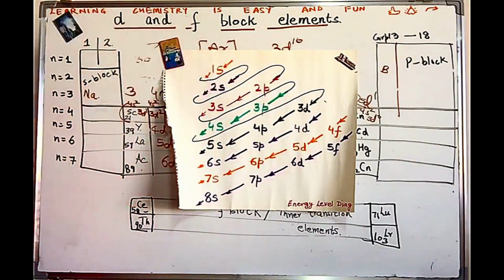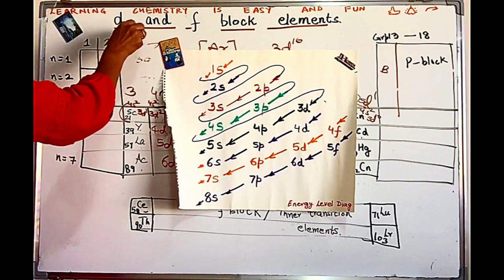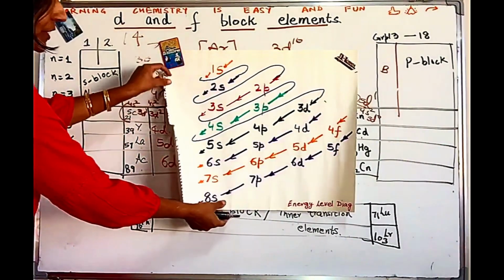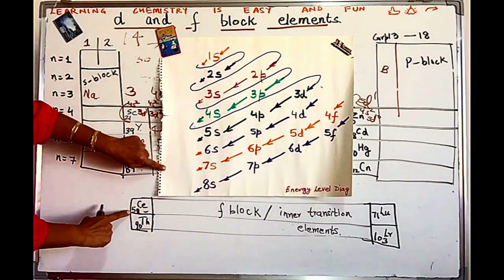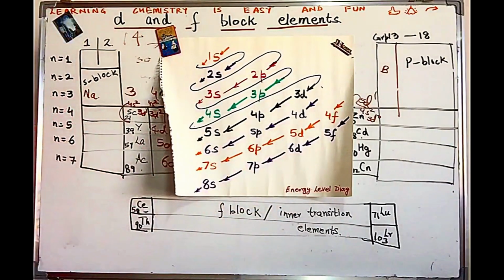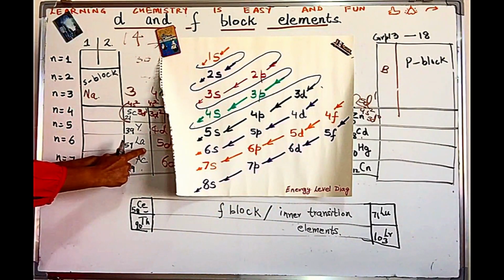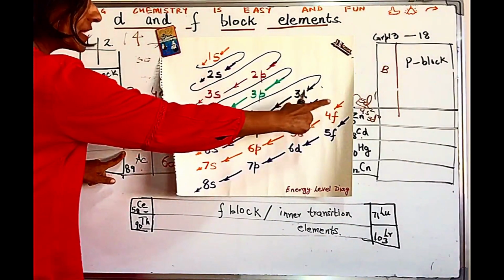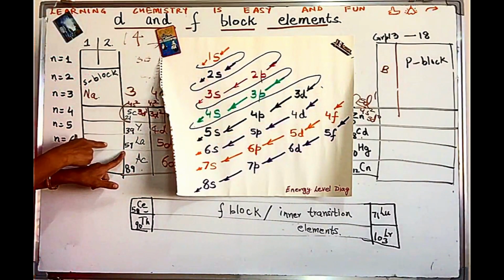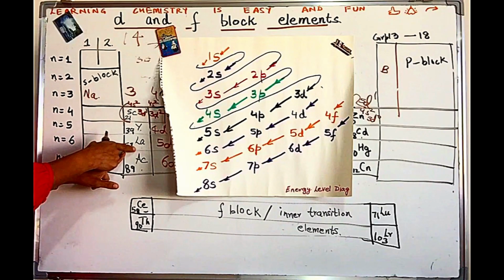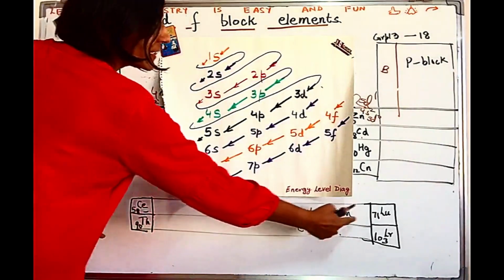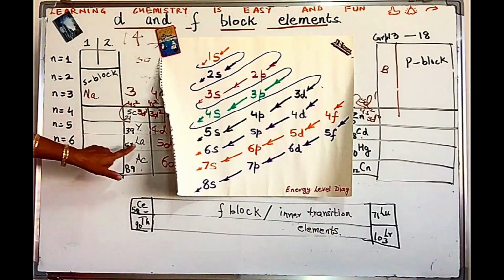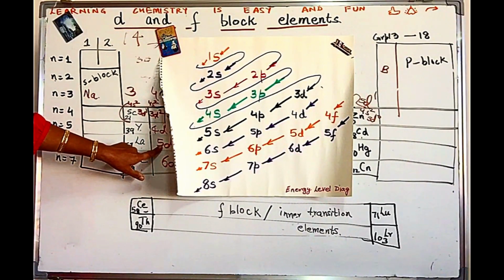4f maximum capacity is 14, right? And so we have a set of 14 elements down in the periodic table, starting from cerium to lutetium. Correct? You have to remember for lanthanum it is 5d1. So it's 6s2, 5d1. And then 4f1, 4f2, 4f3, 5, 6, 7, 8, 9, 10 till 14. And then we again come back to the transition elements or the d block elements.